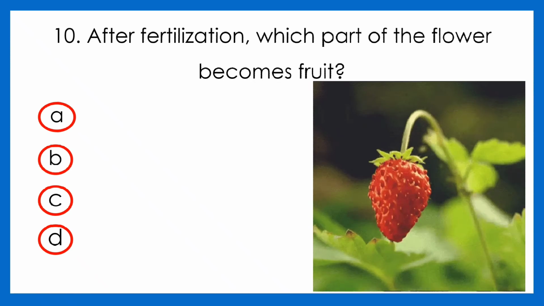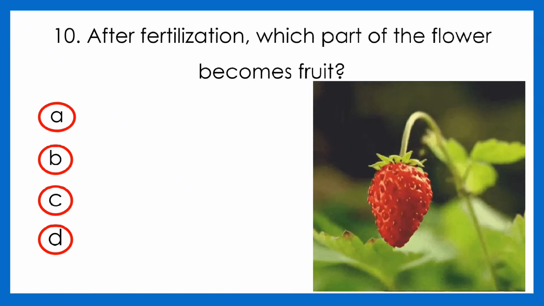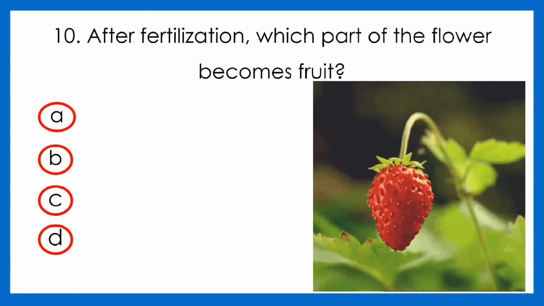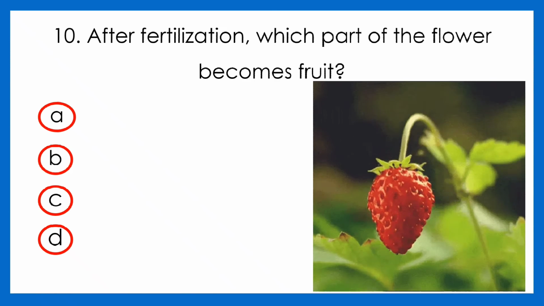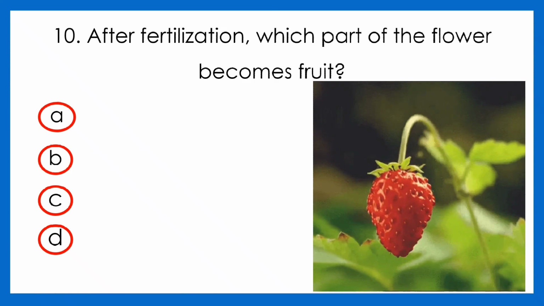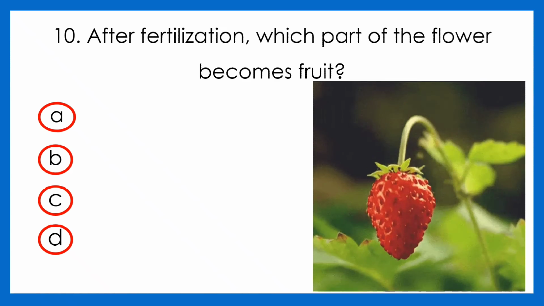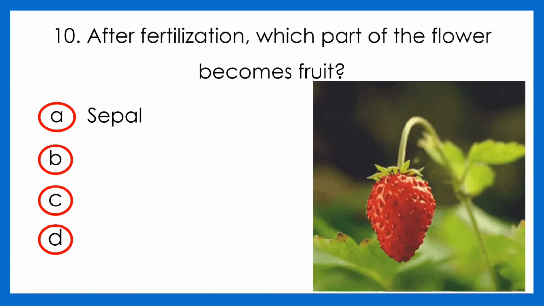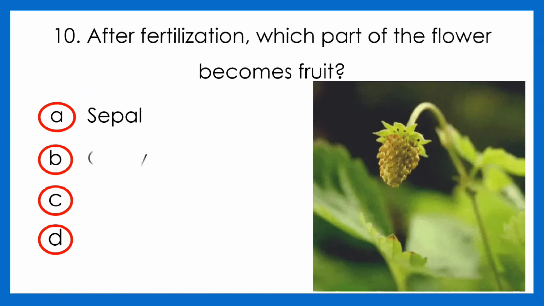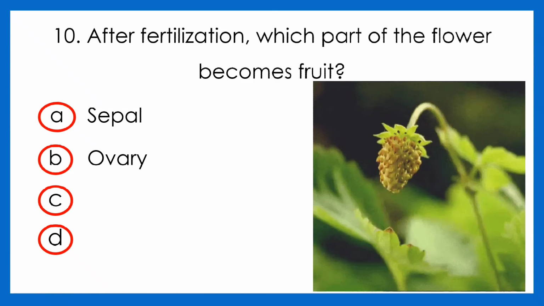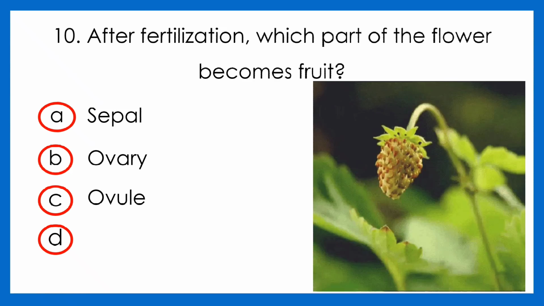Let's have the number 10, or the last number. After fertilization, which part of the flower becomes the fruit? Again, which part of a flower becomes the fruit? So letter A, is it the sepal? B, the ovary. C, the ovule.